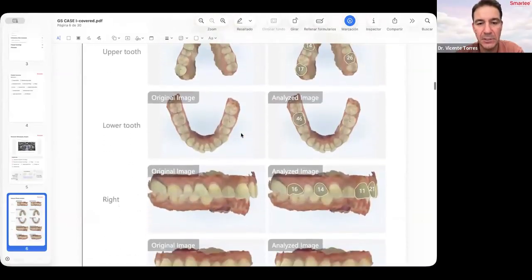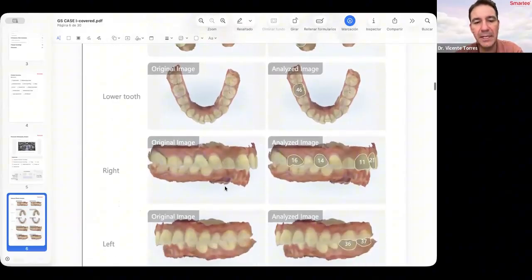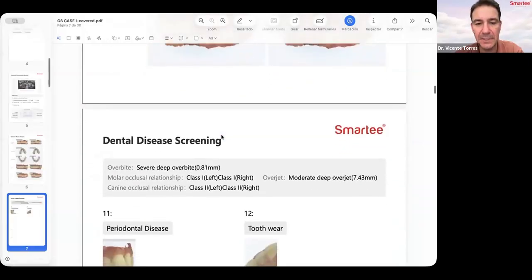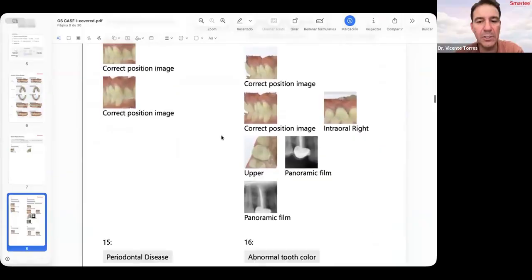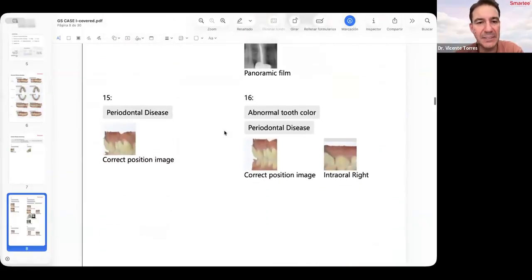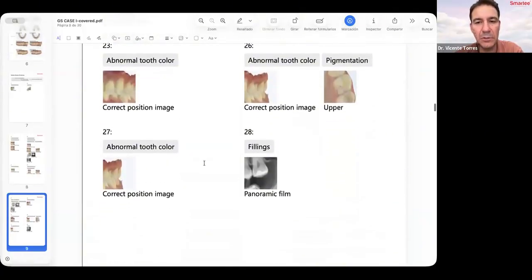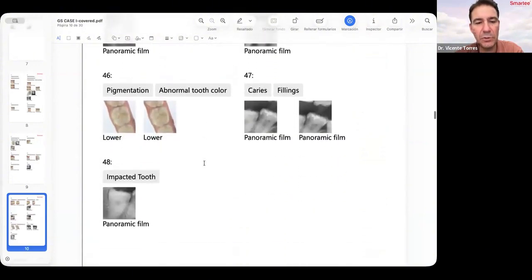So we have here class 2 malocclusion on the left side and class 2 malocclusion on the right side, left and right. Okay, this is all in the reports. You have the periodontal disease, abnormal color. Here you can see the root canal, like the crown. So you have all the information about everything. And of course, you have the cephalometry.